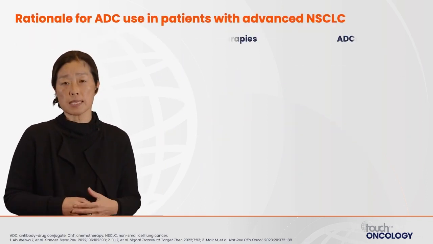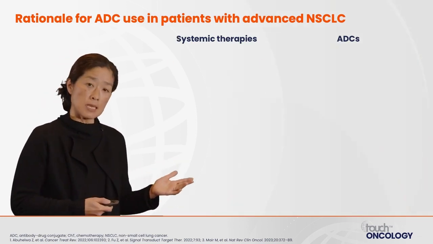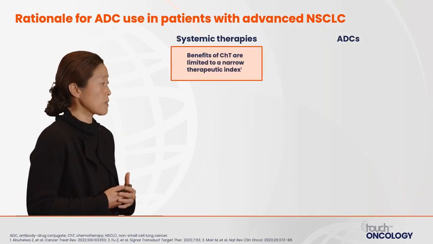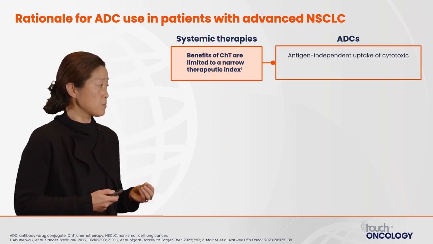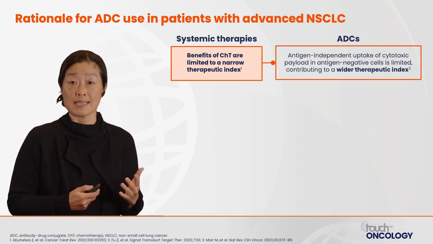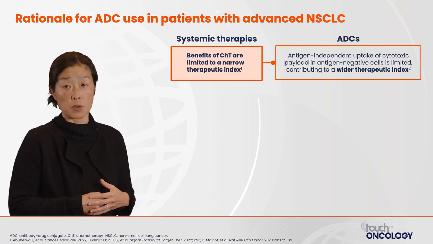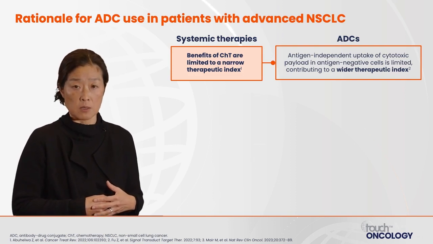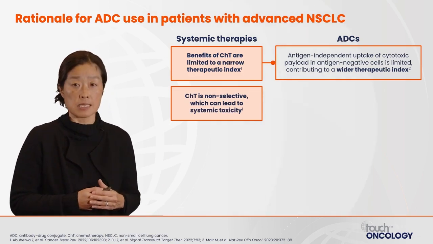So why would we use ADCs in patients with advanced non-small cell lung cancer? Well, in terms of the systemic therapies that we have, the benefits of chemotherapy are limited by a narrow therapeutic index. ADCs, because the antigen-independent uptake of the cytotoxic payload in antigen-negative cells is limited, this contributes to a wider therapeutic index that we see with this class of molecules. Chemotherapy is non-selective, and this can lead to systemic toxicity.